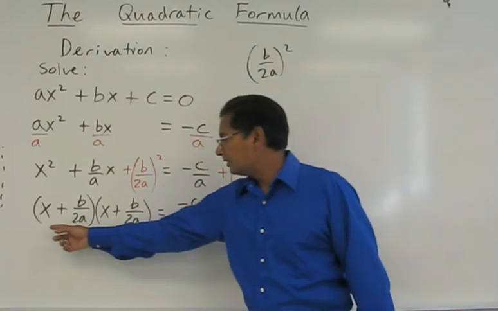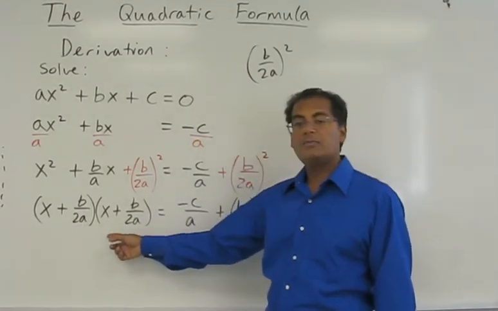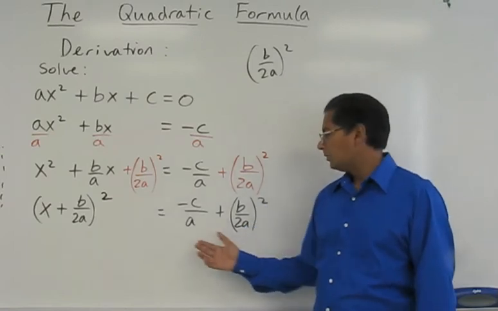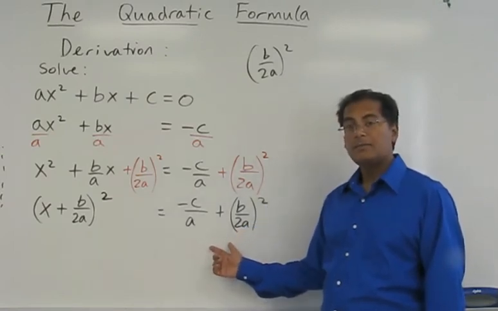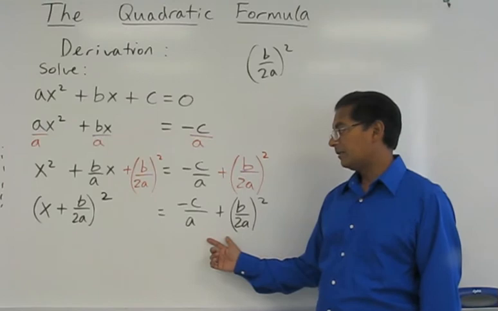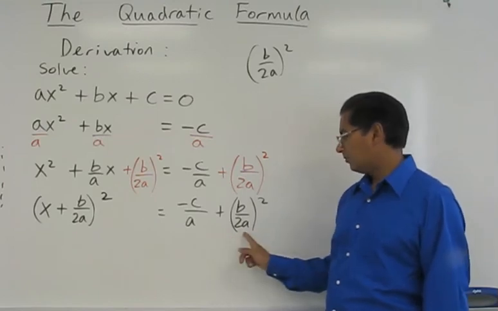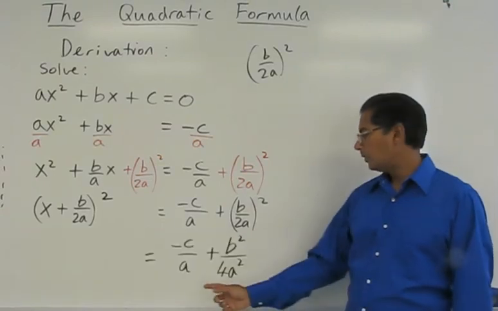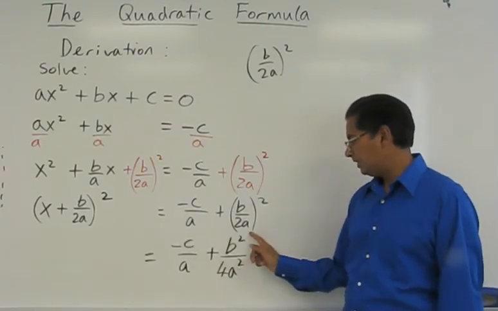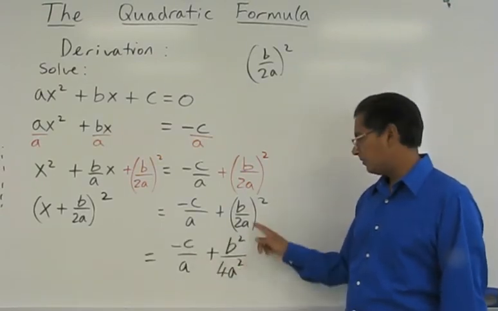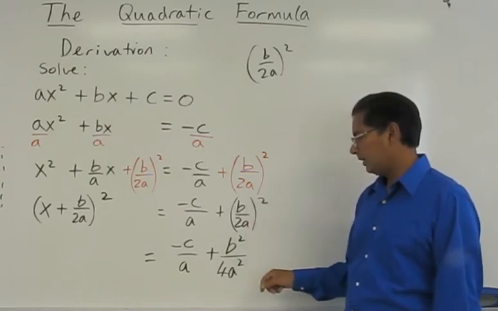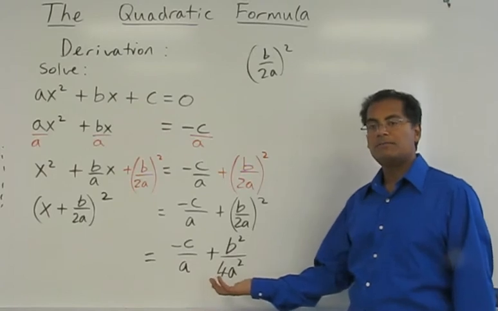Okay, now this expression here can be written as x plus b over 2a all squared. And we have to simplify the right side a little bit, so I'm going to square this out. So what do we end up with on the right side if I square this out? Well, we have negative c over a plus b squared over 4a squared, because if I square b here, we get b squared, and squaring 2a, we get 4a squared. So this is the right side.